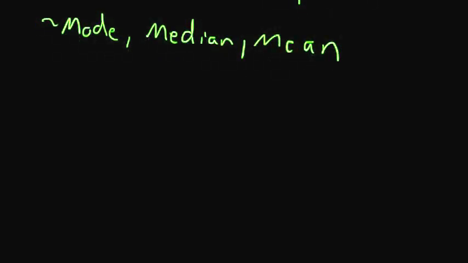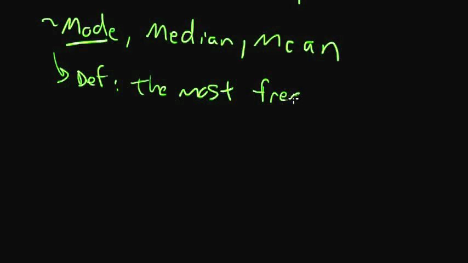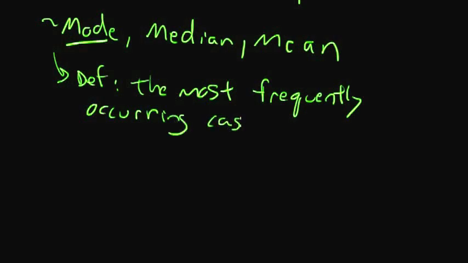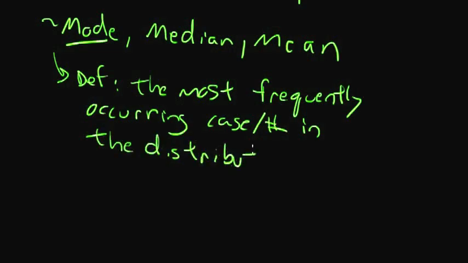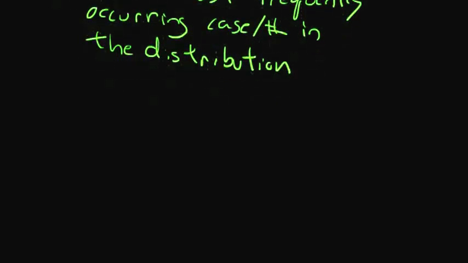What we're going to notice is that we'll start with the mode. The mode, by definition, is the most frequently occurring case or number in the distribution. We call these numbers a distribution. Okay, so that's pretty cool. But how do we determine the mode? Well, what you have to do is just look at the data. It's more of a visual inspection.